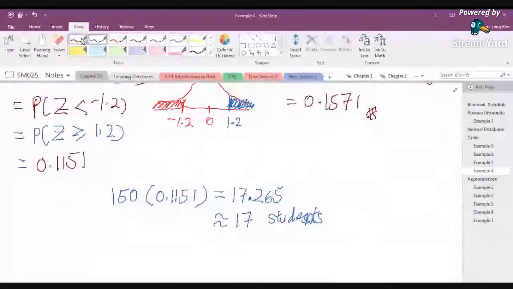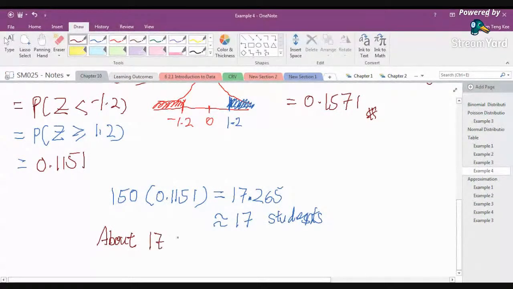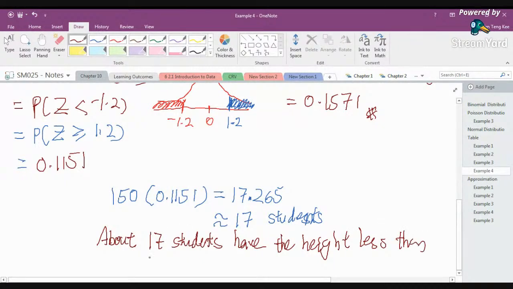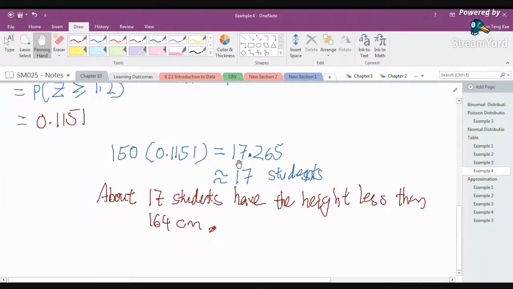And if I want to write it as a statement, I can write something like this. I say about, because it is not exactly equal to 17, so I have about 17 students have the height less than 164 centimeter. And there goes the result for example number 4.